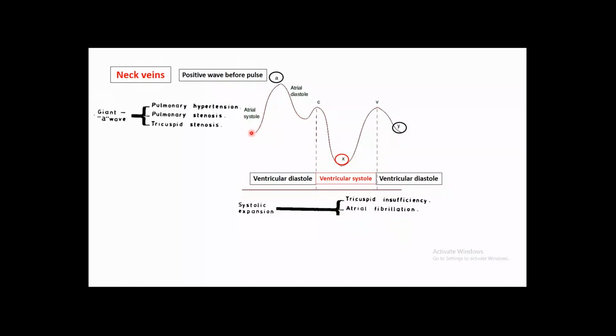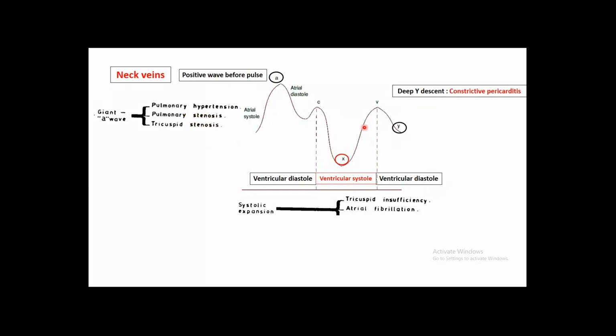The second abnormality that might be picked up, but is a little bit difficult, is to see an augmented positive A wave. And as we said, how do we know this is the A wave? It is a positive wave just before feeling the pulse of the patient, the systolic pulse. This could be seen in patients who have pressure overload on the right atrium of the heart, as in patients with obstruction at the tricuspid valve, tricuspid stenosis, at the pulmonary level, pulmonary stenosis, or raised pressure in the pulmonary circulation, pulmonary hypertension. These are the causes of giant A waves.